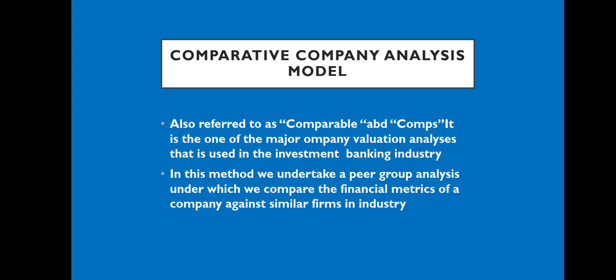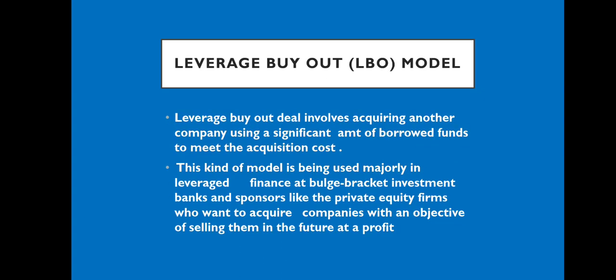The third one is the comparative company analysis model, also referred to as comparable or comps. It is one of the major company valuation analyses that is used in the investment banking industry. In this method, we undertake a peer group analysis under which we compare the financial metrics of a company against similar firms in the industry.